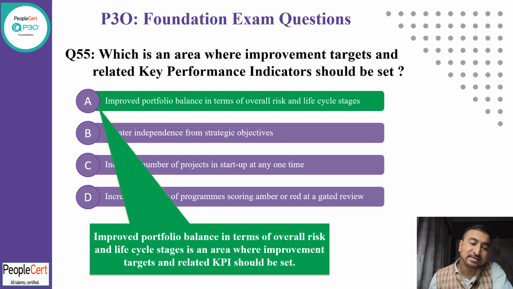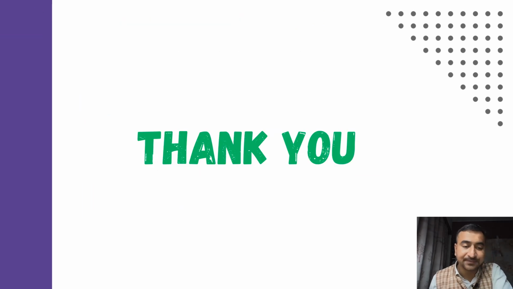Yeah, that is the correct answer: improve the portfolio balance in terms of the overall risk and life cycle, where improvement targets related to KPIs should be set. So that is the correct answer.